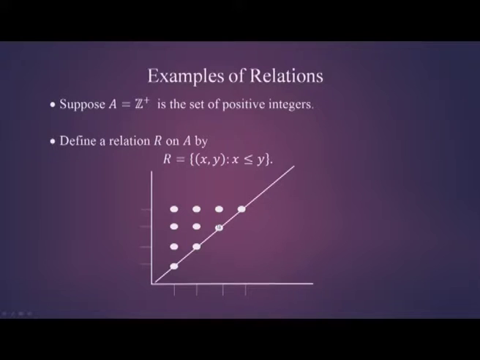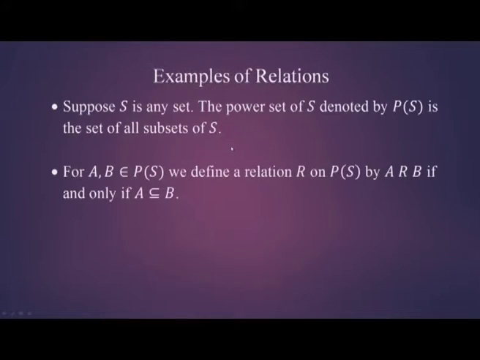3 is related to 3, 3 is related to 4, and so on. 4 is related to 4, 4 is related to 5, and so on. We go to another example.